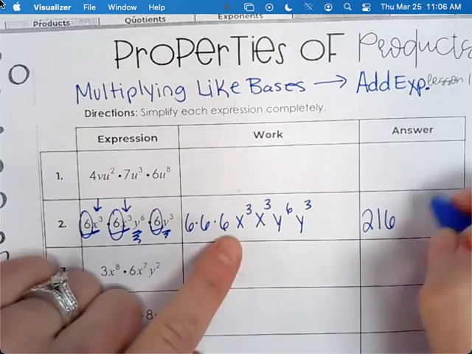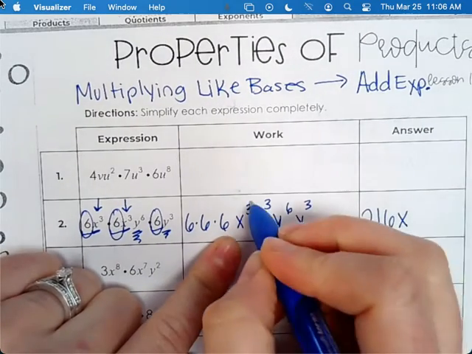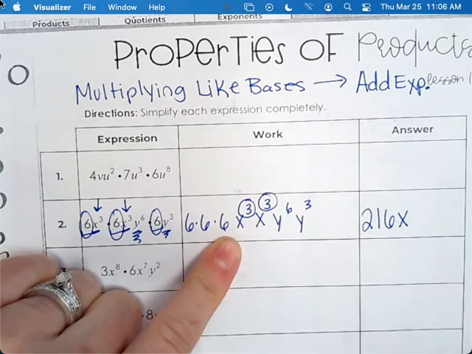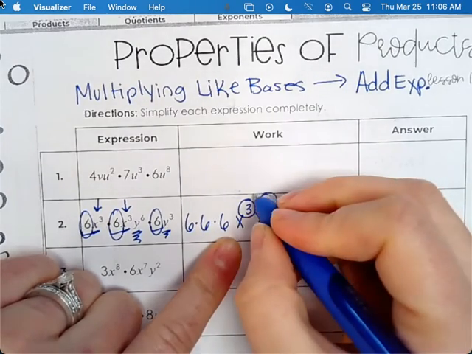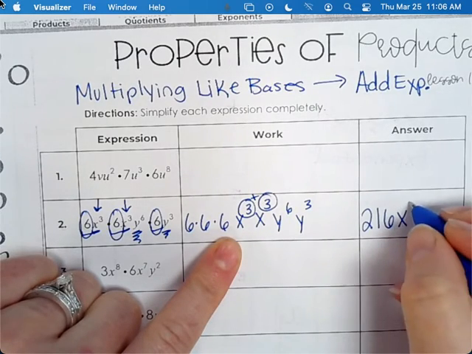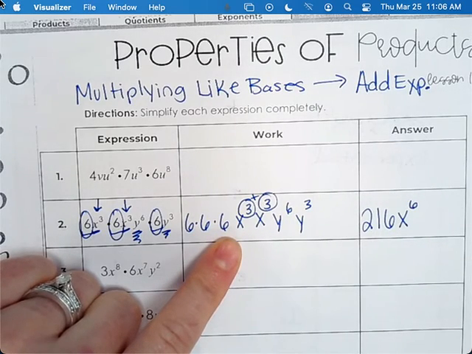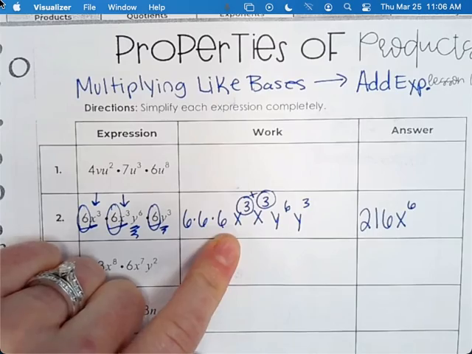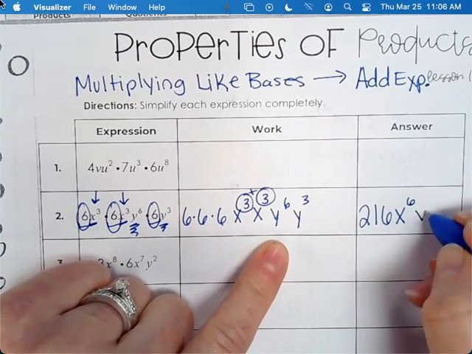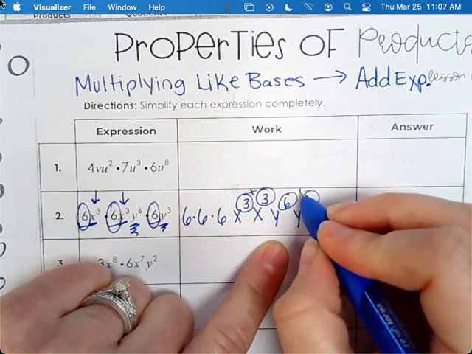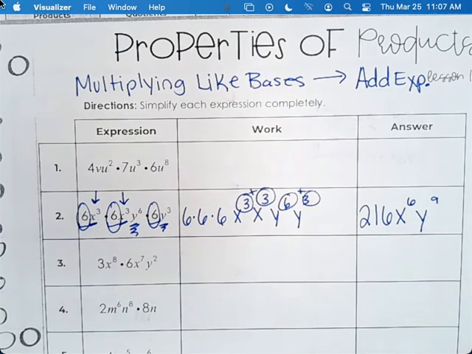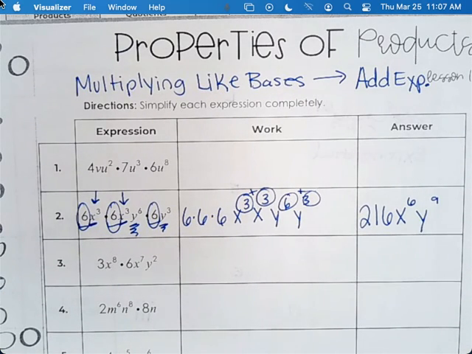All right, so then what will we have for x's then? What do we do with these 3's? Add the exponents, right? So that's to the 6th power. And then what about the y? Add these to the 9th power. Okay. All right, so you have some time in class to finish this front and back, and it'll be due tomorrow.